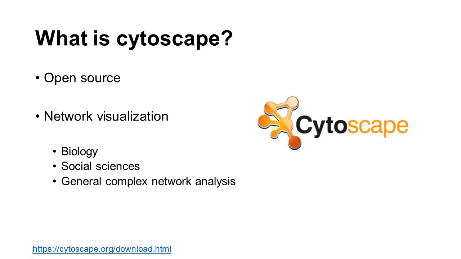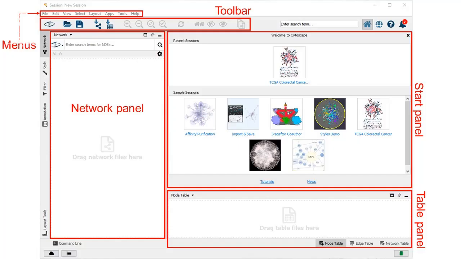Cytoscape is a powerful domain-independent visualization and network analysis tool with lots of features and built-in applications. You can download Cytoscape to your desktop for free from the official webpage. After download and installation, we can start to work with Cytoscape.